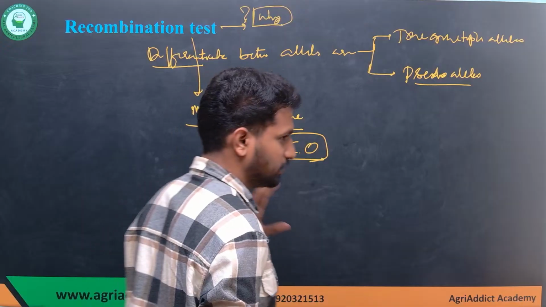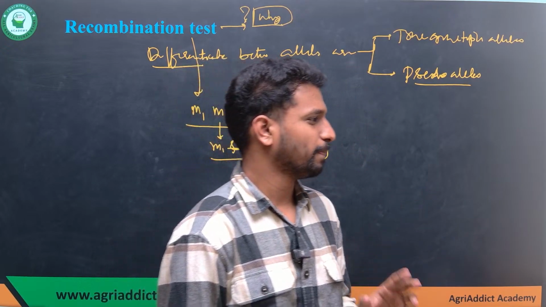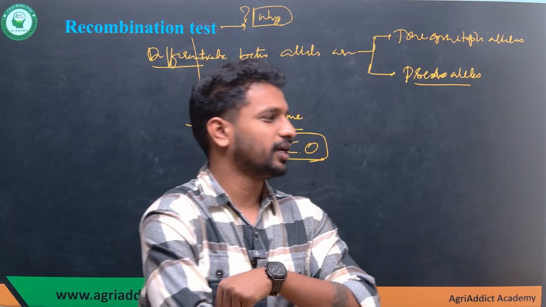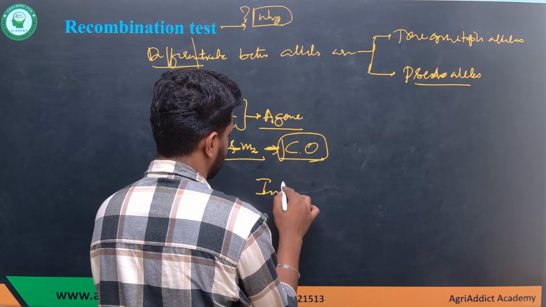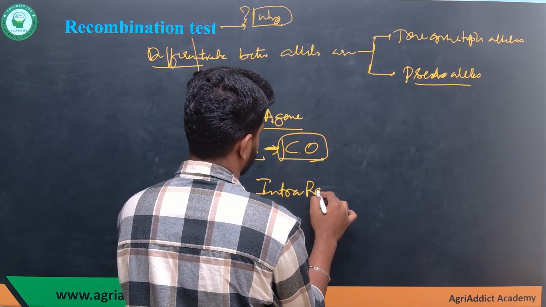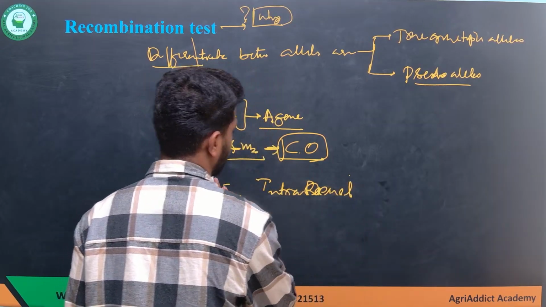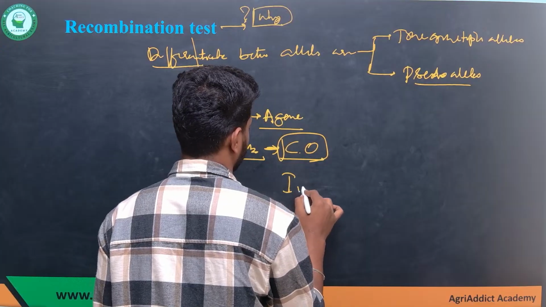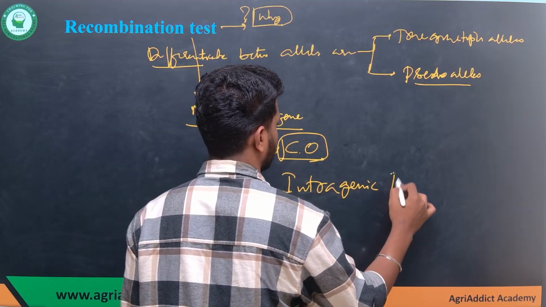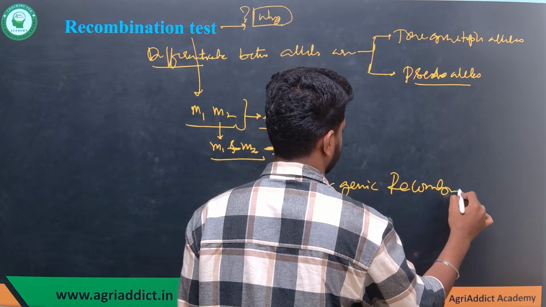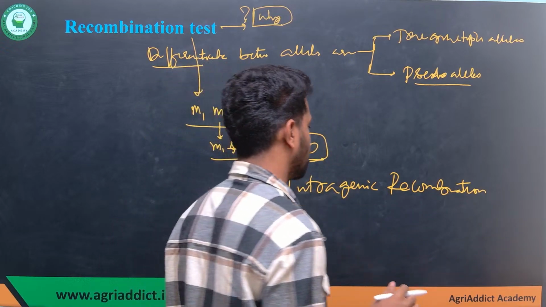But this was disproved by one scientist. Can you name him? Who disproved it? There is intragenic recombination. Who did it? Quick. Intragenic recombination. Yes, it's Oliver. So this is what you have to remember.